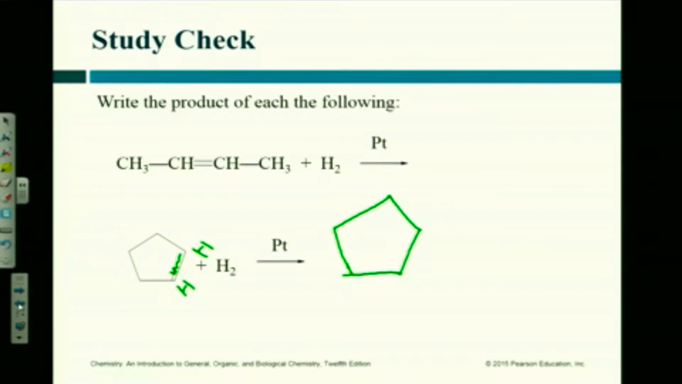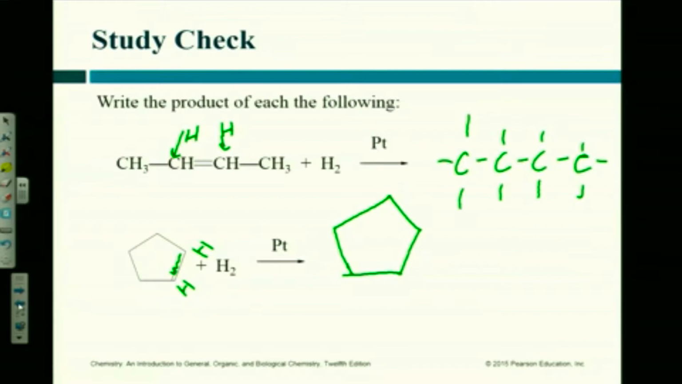What do we get up here? What's the name of our product when we add hydrogen here? So we're going to add hydrogen and hydrogen. We'll come in here, in here. What's the name of that after we get done? Butane. We just make an alkane, right? Butane. Okay, fair enough?